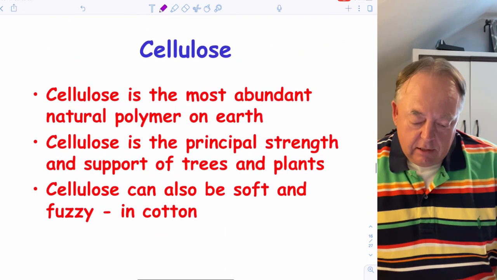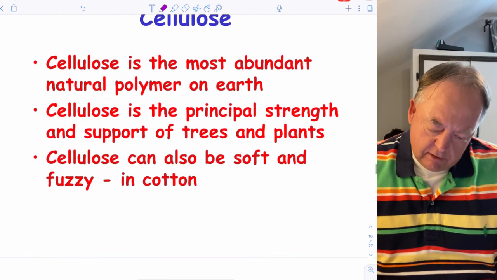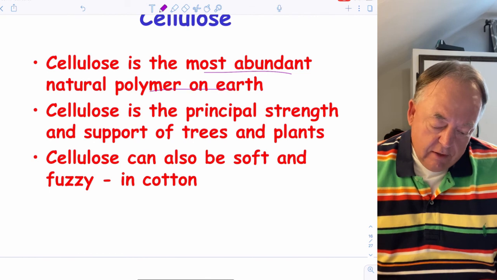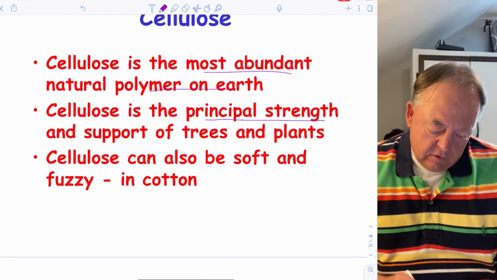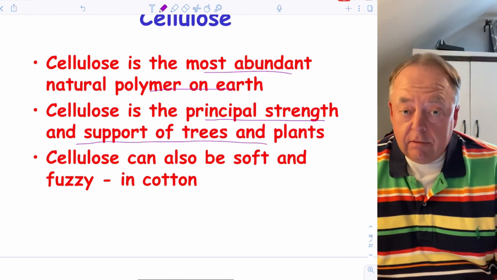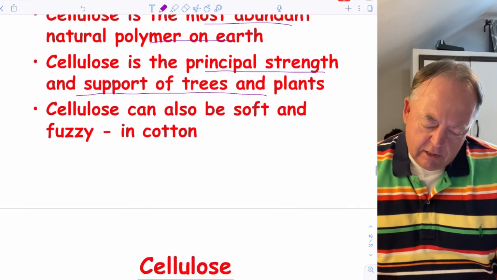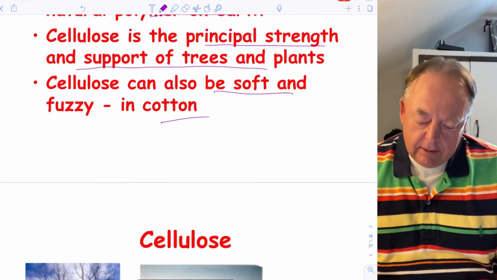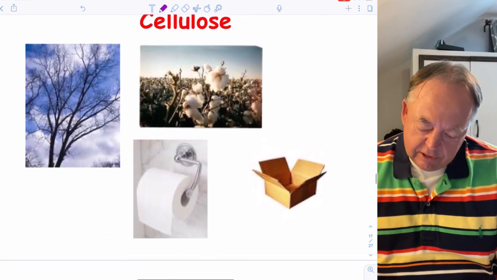Okay, so what is cellulose? It is also a polymer of glucose. It's the most abundant polymer on Earth. It's a structural component. It's what gives trees and plants their main principal structural strength. But it can also be soft and fuzzy. It's found in cotton. So those are just some places that you find cellulose.